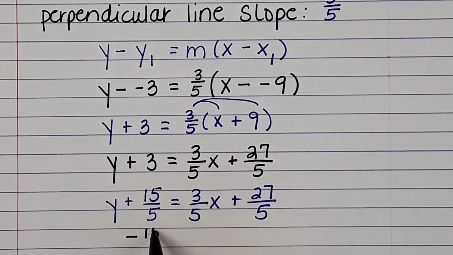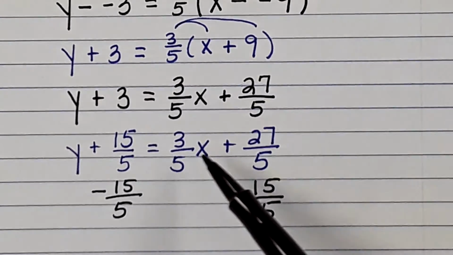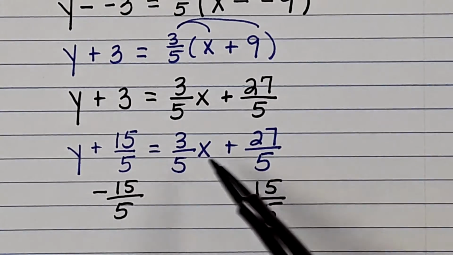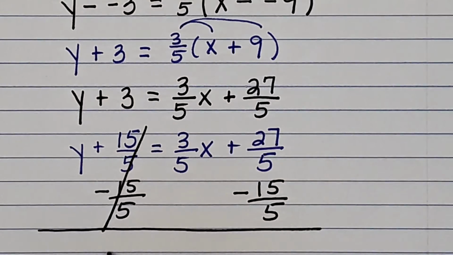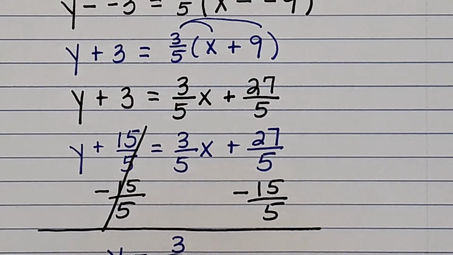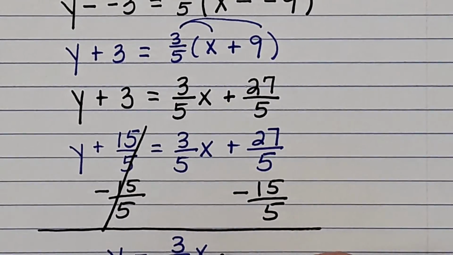I'm going to subtract. Notice I did not put it underneath this x. That's because these are not like terms. What is 27 minus 15? Is there anything I can do to 12/5? Can I reduce it? This is my final answer.